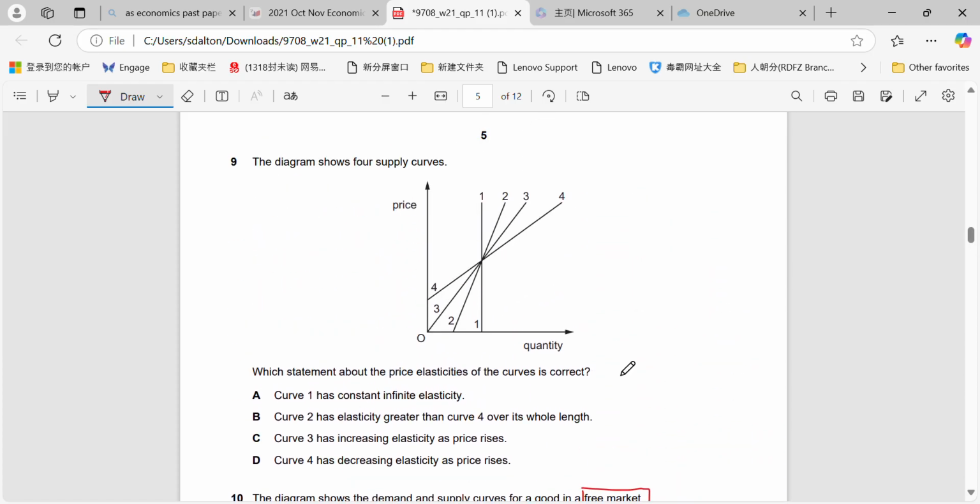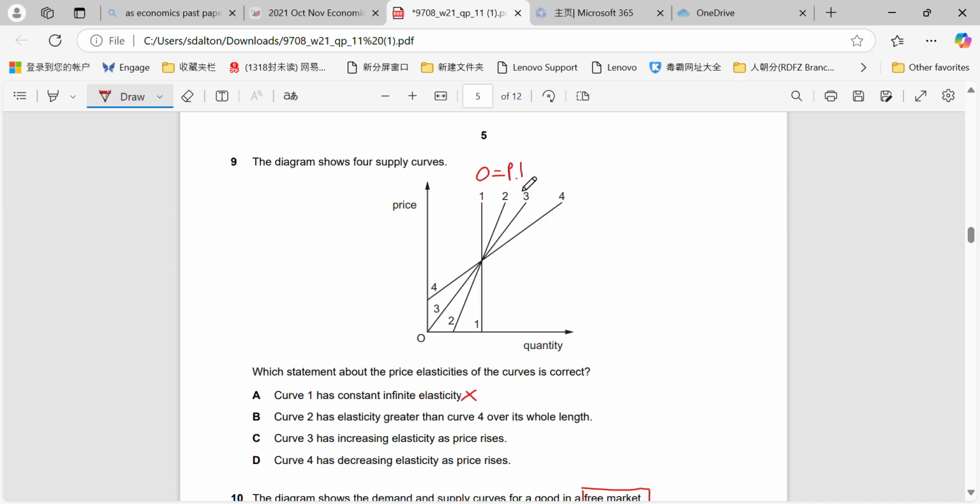Okay, difficult question, this one. This paper is quite difficult, I think, actually. So, which statement about price elasticity of the curves is correct? Curve 1 has constant infinite elasticity. That's incorrect. Curve 1 has constant zero elasticity because it is perfectly inelastic.